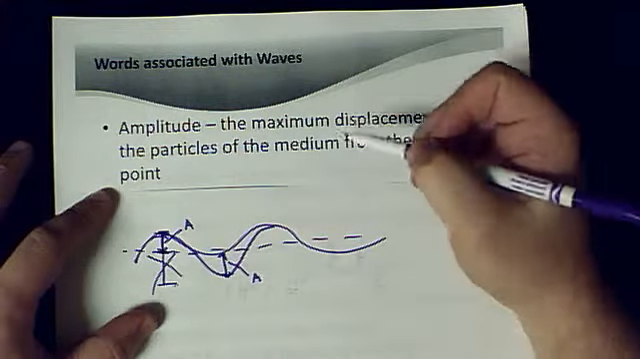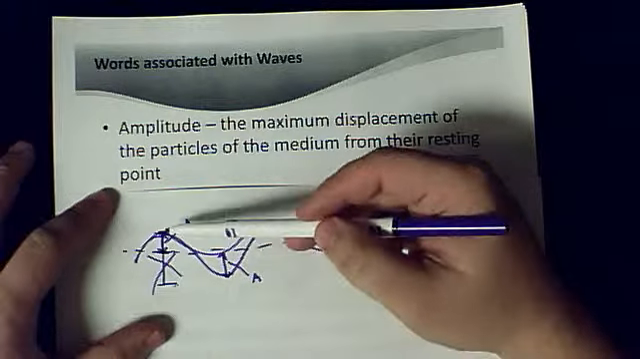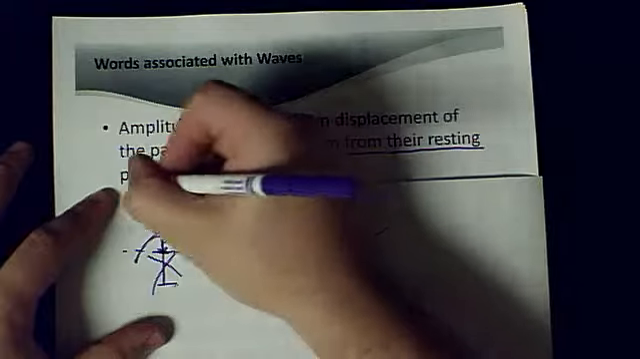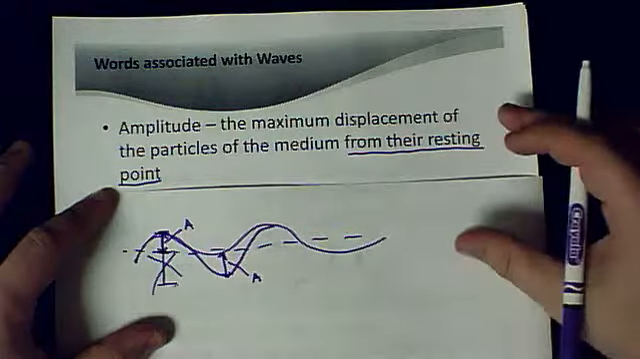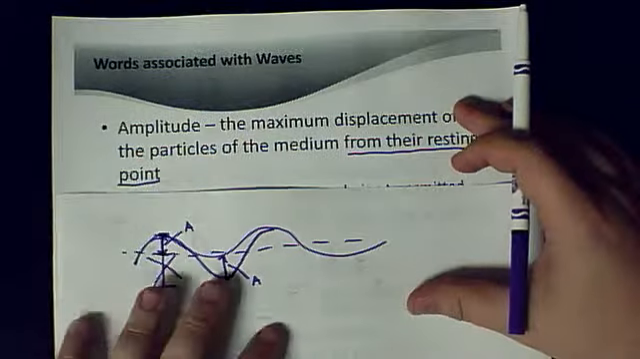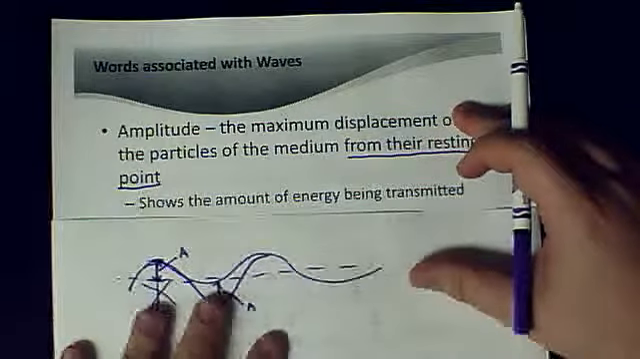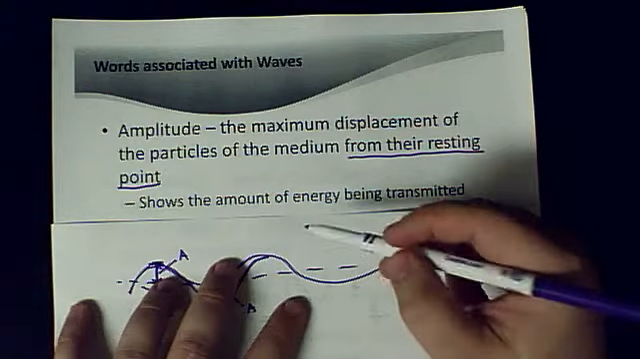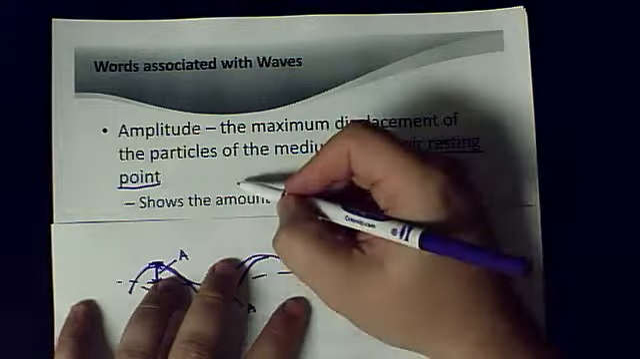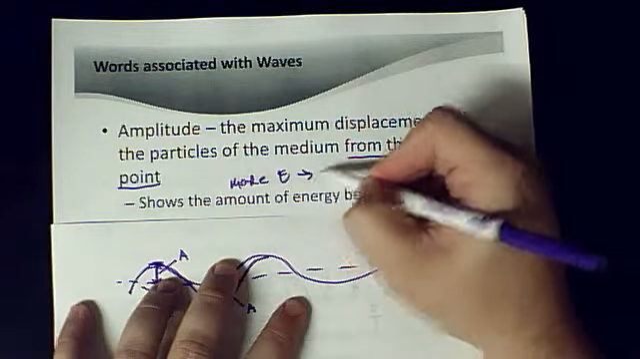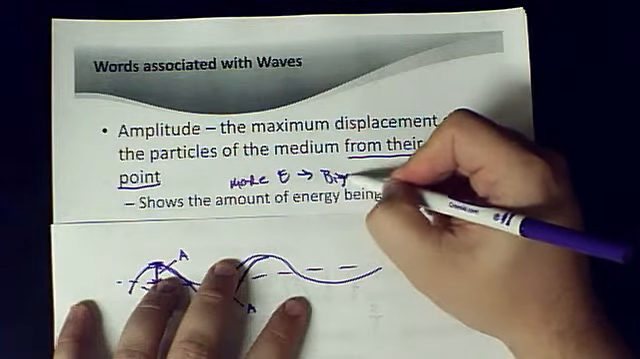Okay? That's the biggest mistake people make. Amplitude is from the resting point, or from the equilibrium point, the equilibrium line. That's what your amplitude is measured from. So what does amplitude show us? It shows us the amount of energy being transmitted. Since we've already discussed that waves transmit energy, if I transmit more energy, you're going to get a bigger amplitude.